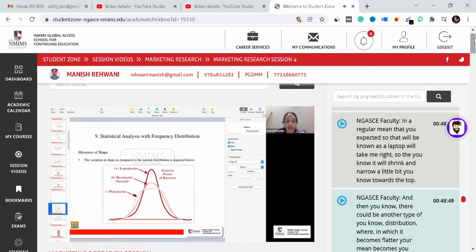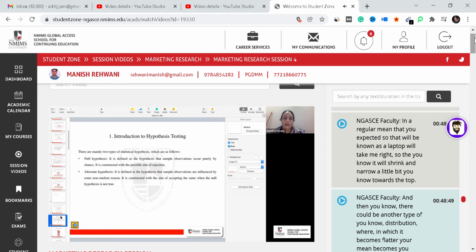And then there could be another type of distribution in which it becomes flatter. Your mean, this portion becomes flatter, right? So that is called platykurtic. So you can learn it all, this is semantics.